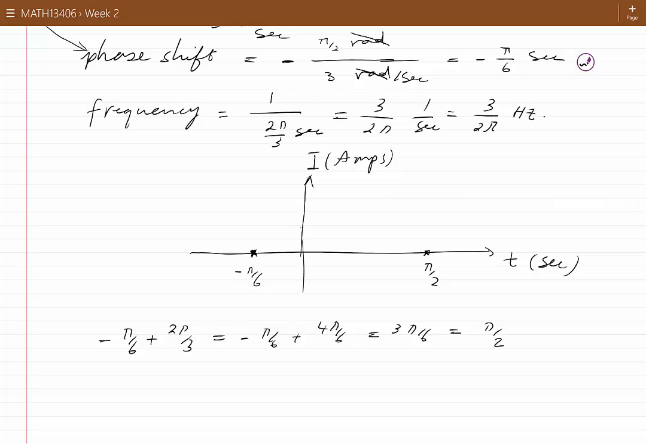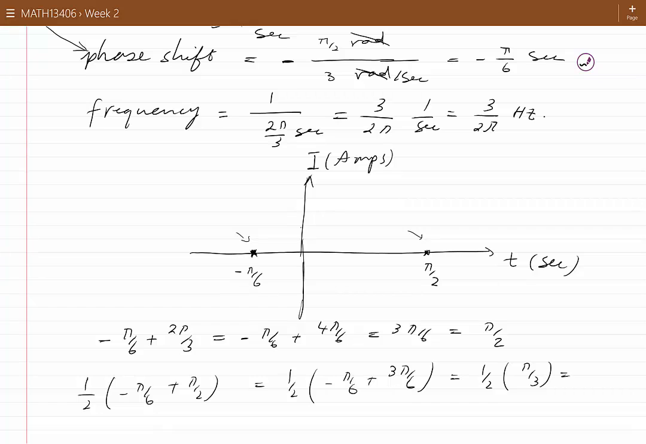Okay, now we need to find the middle point of minus π/6 and π/2. To find the middle point, you will have to find half of minus π/6 plus π/2. This would be 1/2 of minus π/6 plus 3π/6, and this is 1/2 of 2π/6, which is π/3, and that would be π/6. So π/6 would be here somewhere in the middle.